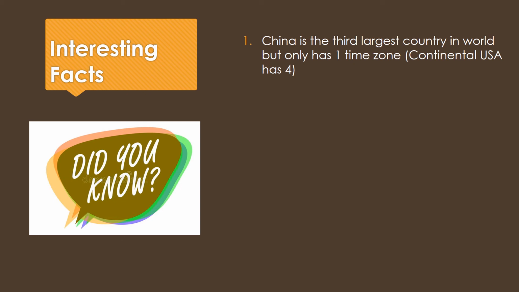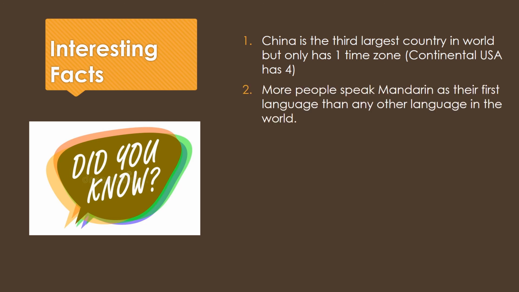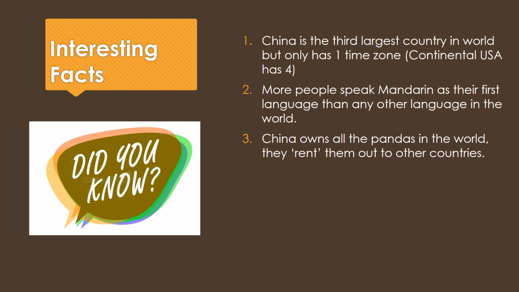But China actually only has one time zone, and it's a similar sort of size in terms of landmass to what we call the continental USA. So that's the major part of the USA if you look at it on a map, just underneath Canada. And this has 4 time zones. So for China only to have one is pretty unusual. More people speak Mandarin as their first language than any other language in the world. That is sort of probably the main Chinese language that you might have heard on films or TV shows.